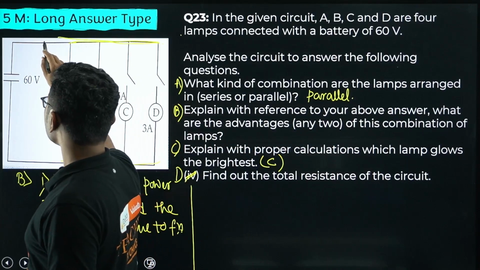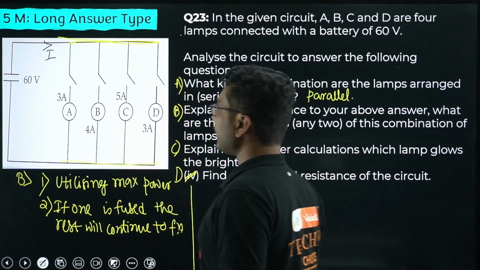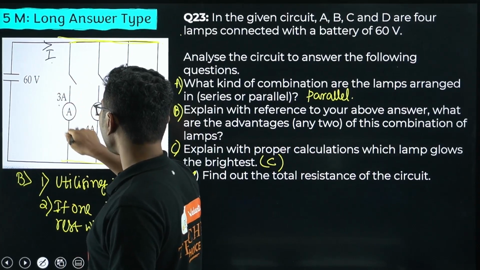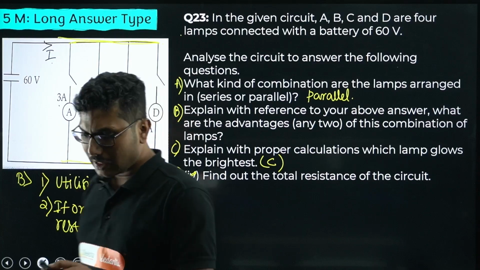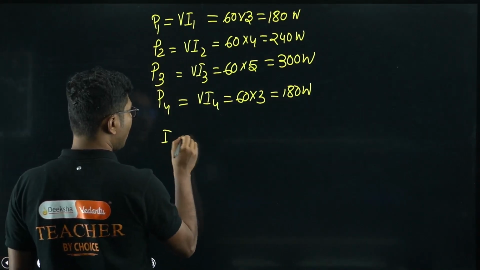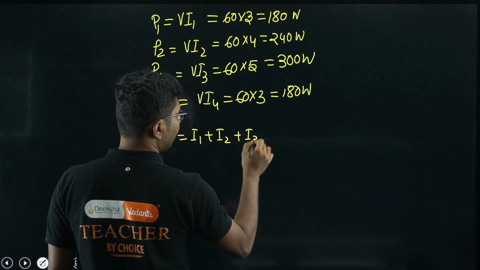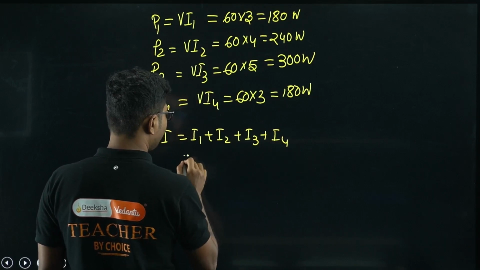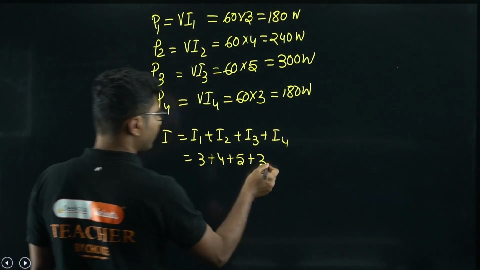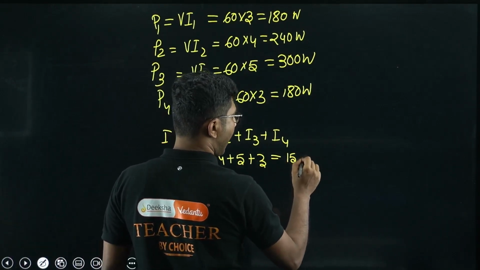We know that this is the I that is flowing in the entire circuit. If the current flowing in the entire circuit is I, then that I should equal the sum of all these individual currents, right? So what is that value I? I is the sum of all the currents, I1 plus I2 plus I3 plus I4. So 3 plus 4 plus 5 plus 3. So it will be 3, 7, 12, 15. It will be 15 ampere.